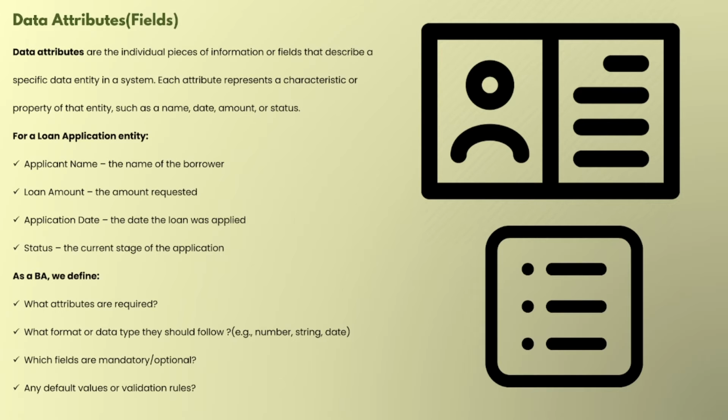So let us see the example here. Applicant name: the name of the borrower should be there. Then loan amount, the amount requested. Application date, the date the loan was applied. Then status, the current stage of the application. All these data attributes are required in the system, because only on the basis of this can we take the decision and the system track them, because there is no human interference every time.